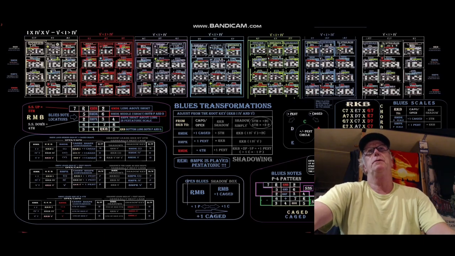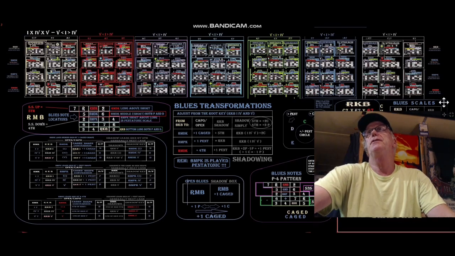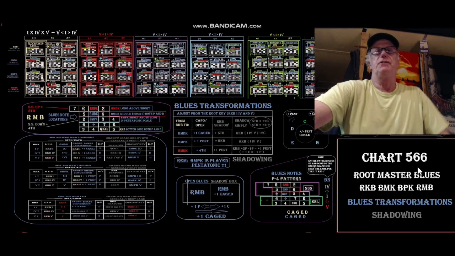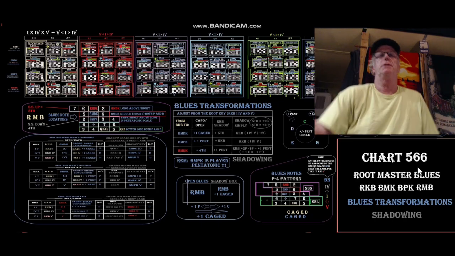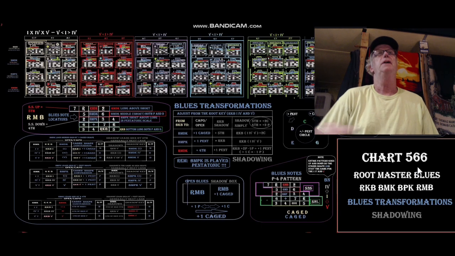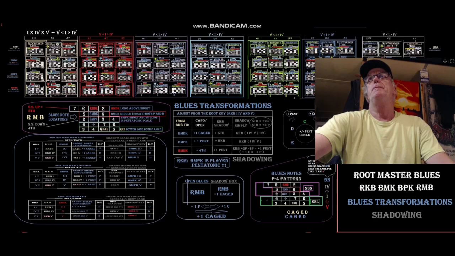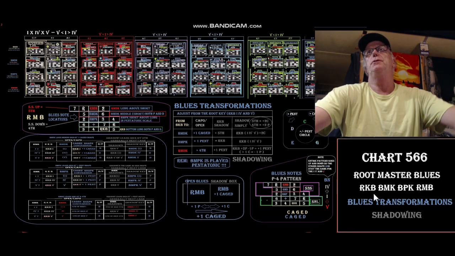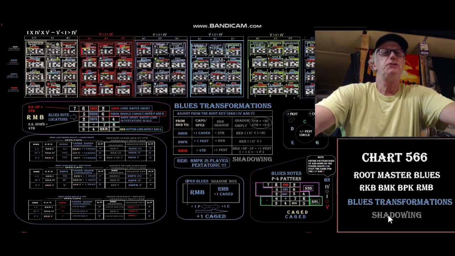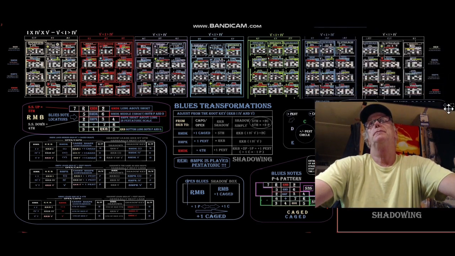Let's pick it up from where we left off yesterday, although I don't remember exactly what we were up to. But I have a feeling we can just cut to the chase. We're going to stay on chart 566, so there's a big catch-up because we had charts 550 to 556, 566, and these all led up to the same conclusions. So it's Rootmaster Blues, Blues Transformations. I went ahead and put the title on there, and Shadowing for the blues.